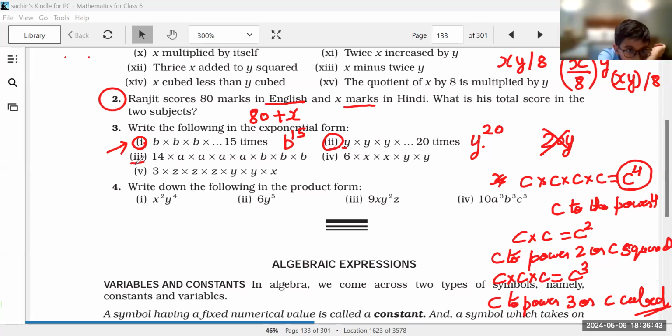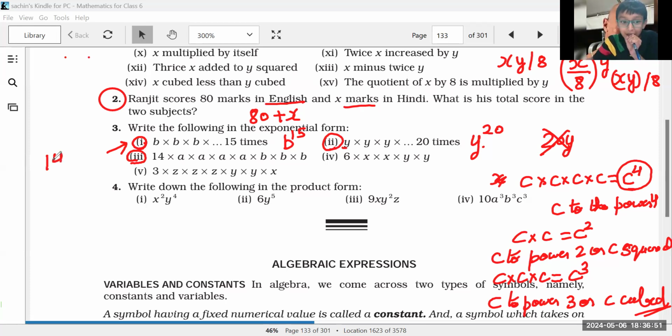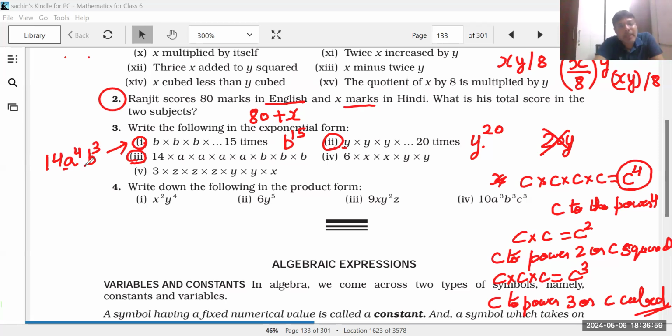So third part, Mr. Ba. Sir, 14 into A to power 4 into B to power 3. Because there is no need to write multiply in between, वो obvious है. 14 a to the power 4 b cube or b to the power 3. Sir, can't we write A B to the power 21? नहीं नहीं बेटा वो wrong हो जाएगा.